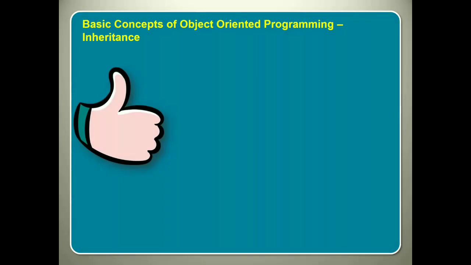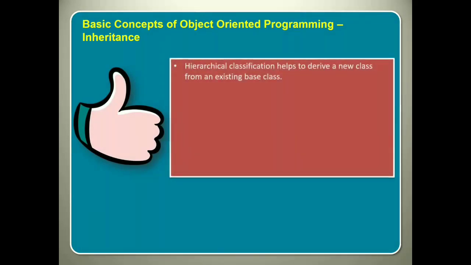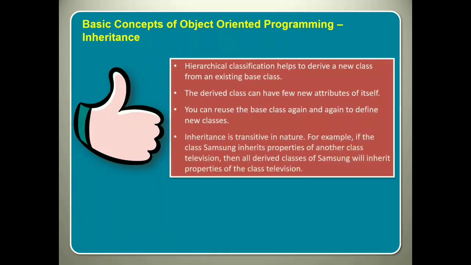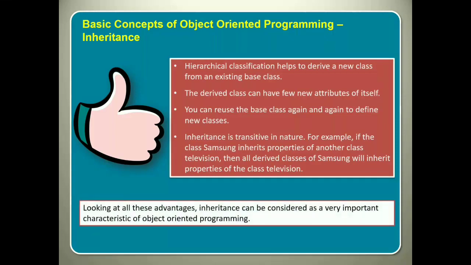Inheritance has many advantages. Hierarchical classification helps you to derive a new class from an existing base class. The derived class can have a few new attributes of its own. You can reuse the base class again and again to define new classes. Another advantage of inheritance is its transitive nature. For example, if the class Samsung inherits properties of another class television, then all derived classes of Samsung will inherit properties of the class television. Looking at all these advantages, you can consider inheritance as a very important characteristic of object-oriented programming.